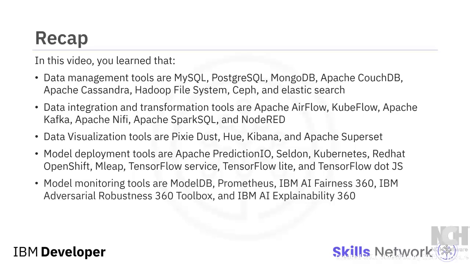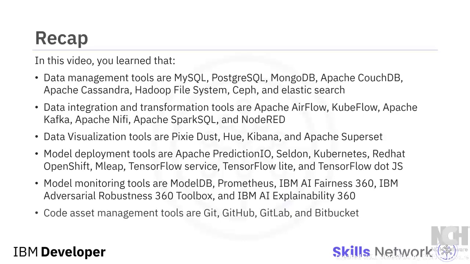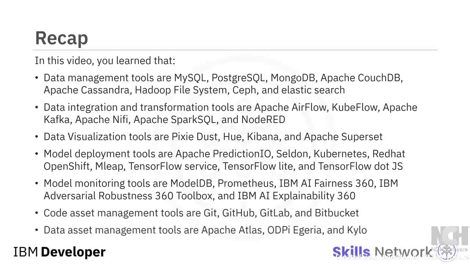Model monitoring tools are ModelDB, Prometheus, IBM AI Fairness 360, IBM Adversarial Robustness 360 Toolbox, and IBM AI Explainability 360. Code asset management tools are Git, GitHub, GitLab, and Bitbucket. And finally, data asset management tools are Apache Atlas, ODPI Egeria, and Kylo.